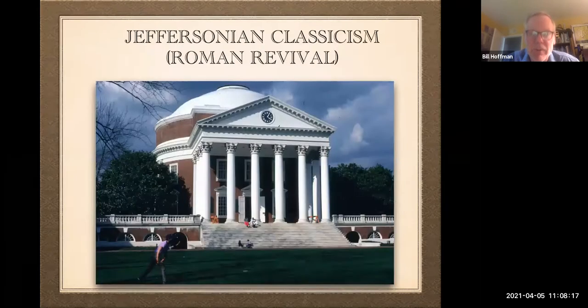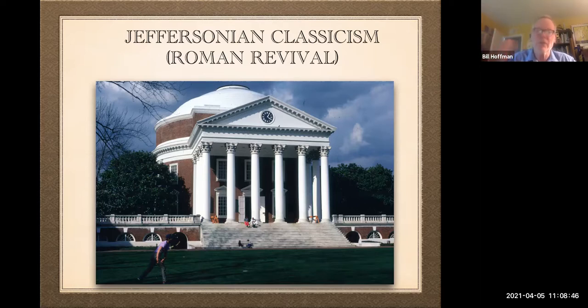And taking it a step further is Thomas Jefferson's Jeffersonian classicism, often called Roman Revival. This is the University of Virginia, and it's absolutely beautiful. You can see the dome again. That's the key feature of Roman Revival buildings. This one has a very large portico, which is the classical porch-like structure with the pediment, the triangle at the top of the building.